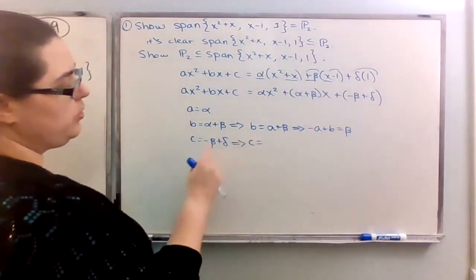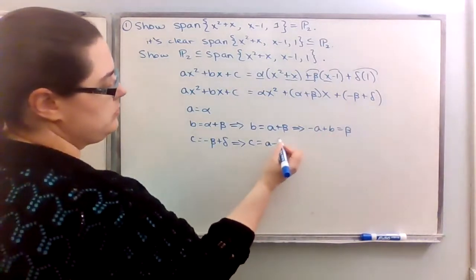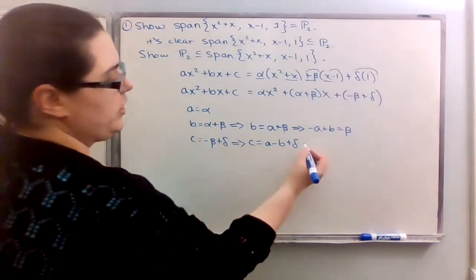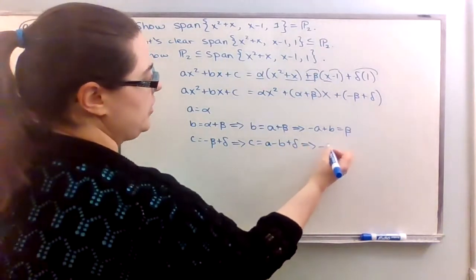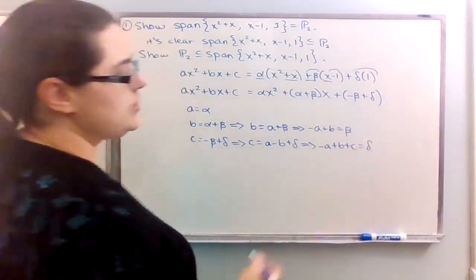So C is going to equal the negation of beta. So that means A minus B plus delta. Let's bring those two over here. So we're going to get negative A plus B plus C is delta.